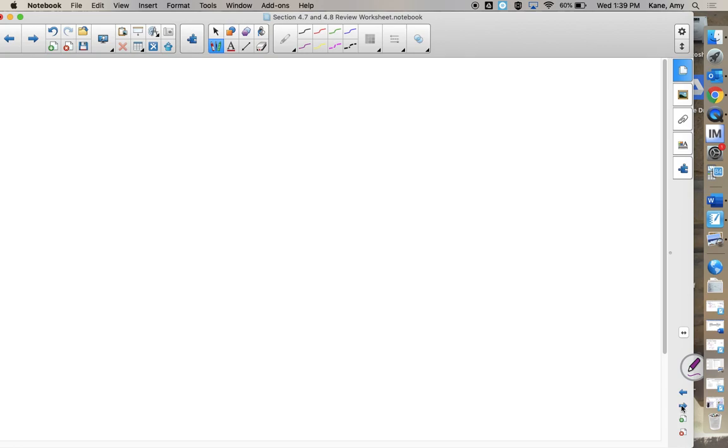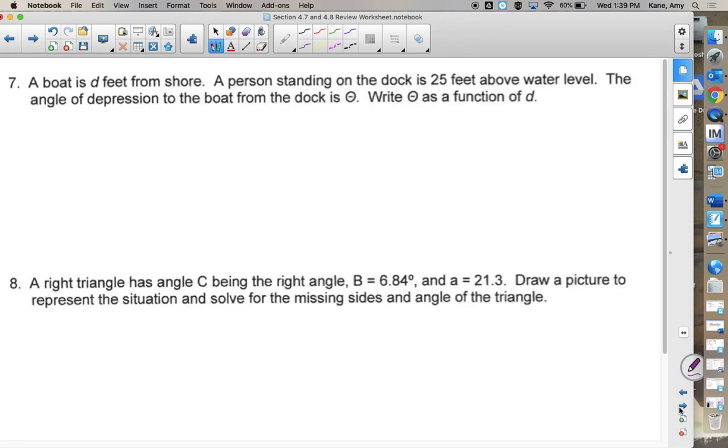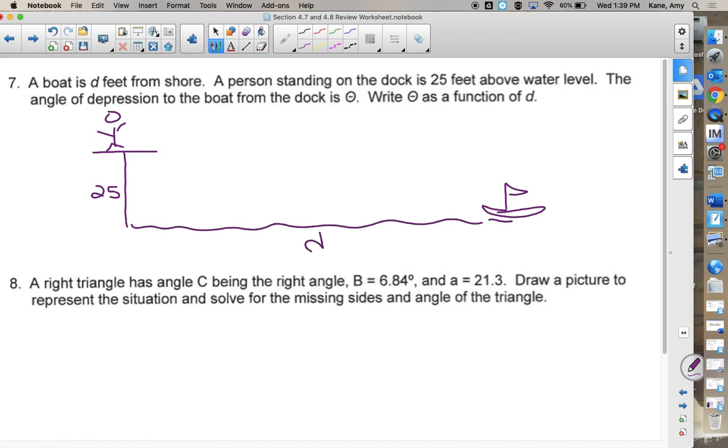How about number 7? We have a boat that is d feet from the shore, and a person standing on a dock that is 25 feet above the ground, which is actually a pretty high dock. It must be a really big ship coming into the dock, not a little boat, because with a little boat you wouldn't be able to get onto the dock. So this is 25 feet, and the ship is D. We don't really know how far, but it could change, coming closer as it's coming in. But that distance is D.